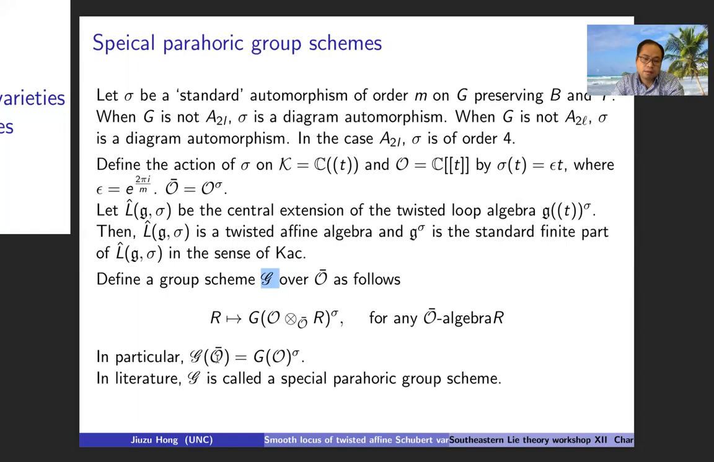This group scheme is actually smooth over O bar, and in fact it is called a special parahoric group scheme in the literature, in the sense of Bruhat-Tits. If we take an O bar point of this group scheme, then you will exactly get G(O) and take the sigma fixed point. So in a sense, we are just trying to give a scheme structure to this group over O bar.